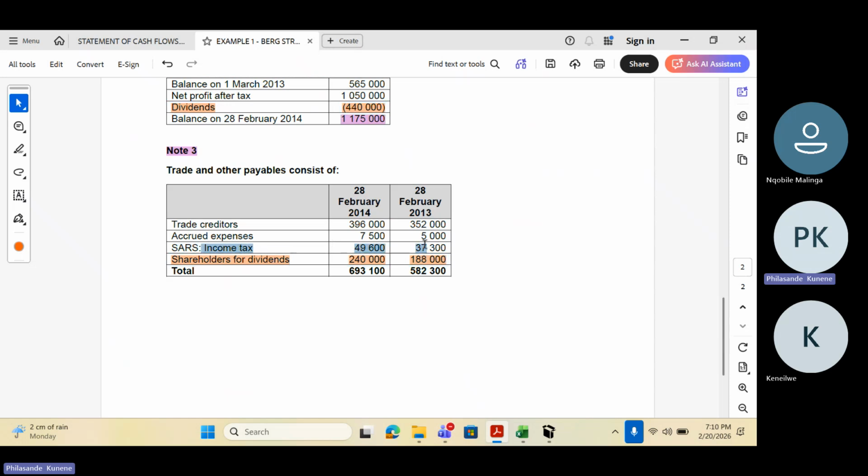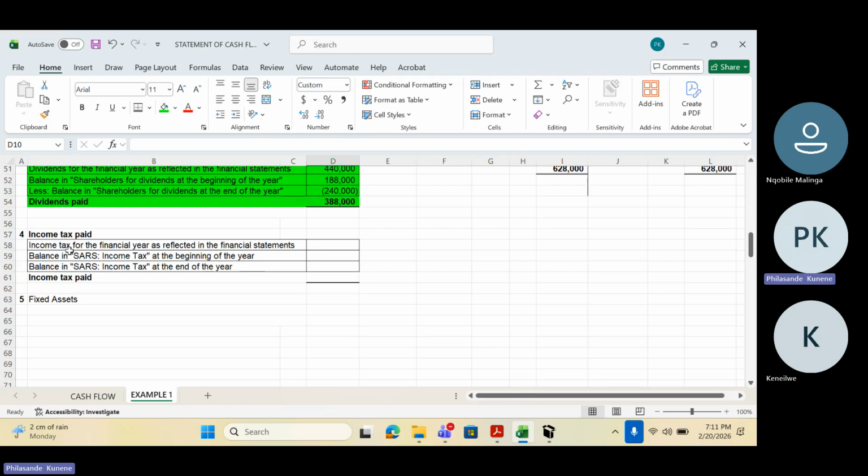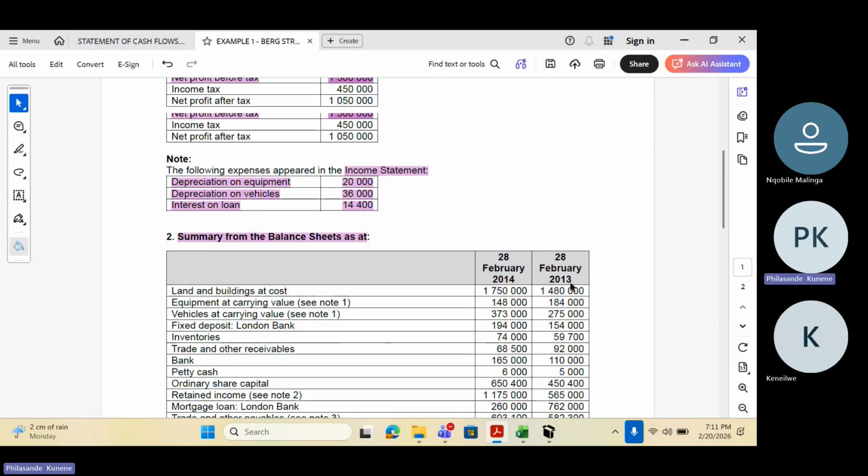We have SARS income tax here, which is a liability sitting under trade and other payables. I always encourage you to prepare a T account again here, to help us in calculating the SARS income tax. They also want us to show the notes here for income tax. They're saying income tax for the financial year is reflected in the financial statements. Where is that?